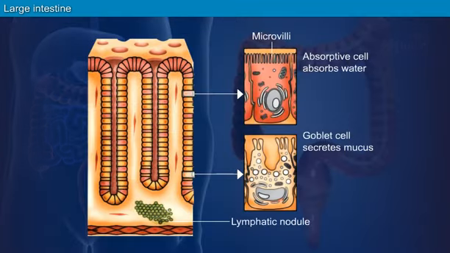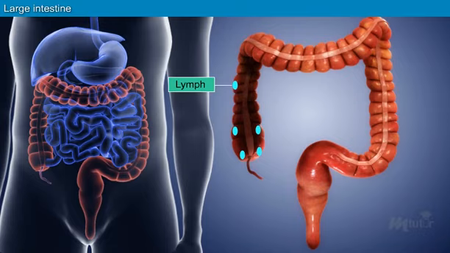Absorptive cells are abundant and are formed of simple columnar epithelium, which absorbs water, along with goblet cells, which secrete mucus, which helps lubricate the intestinal mass and neutralize the acid, which is formed by bacteria in the large intestine. Solitary lymph nodes are found in the ascending colon, especially in the cecum and appendix.